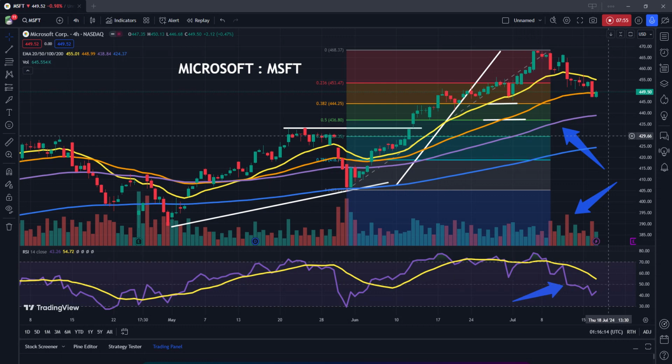So if all of that does happen, I would consider 430 to be a very strong buy zone for anybody that's interested in taking long positions in Microsoft Corporation, stock ticker MSFT.